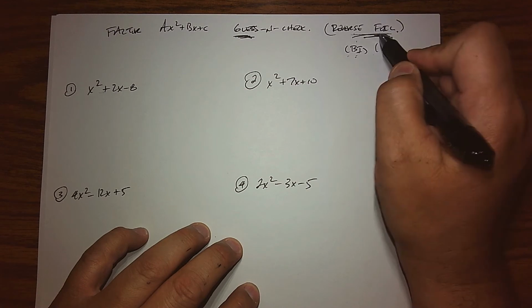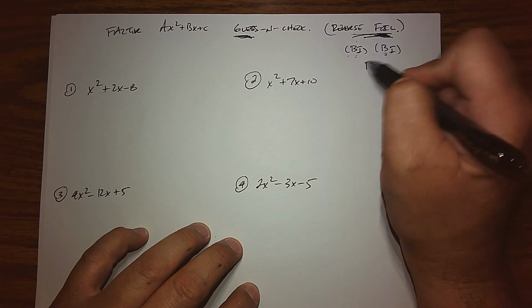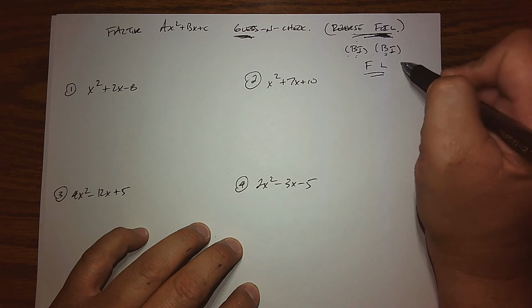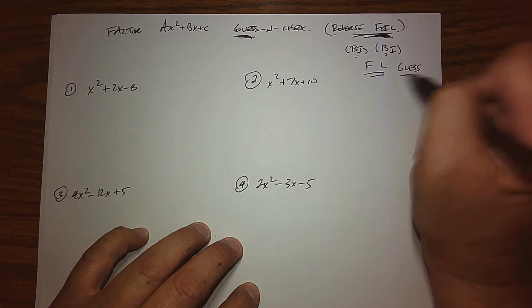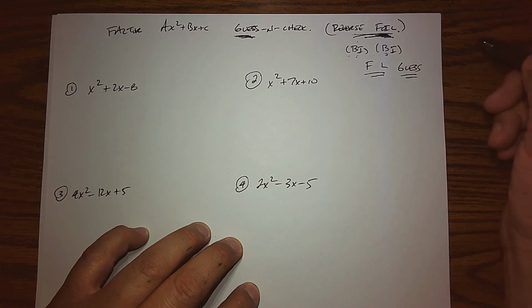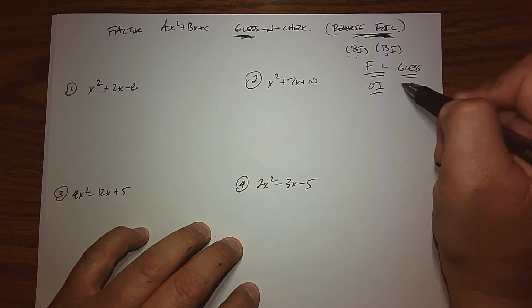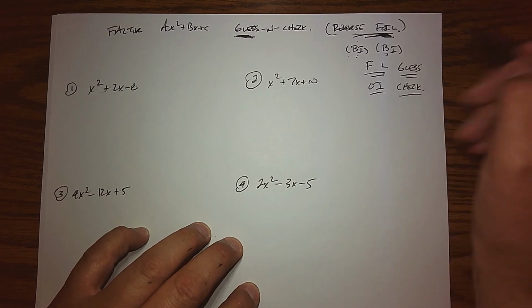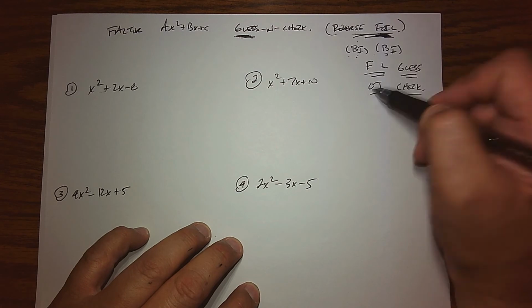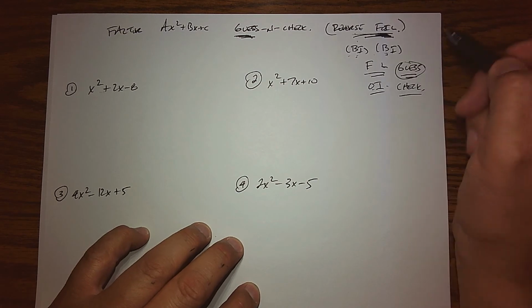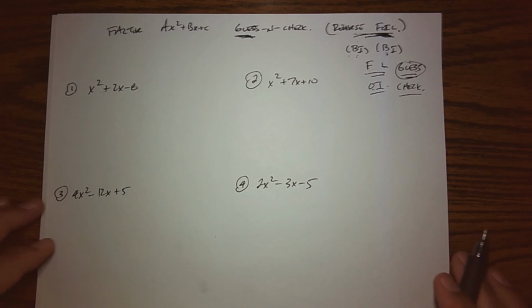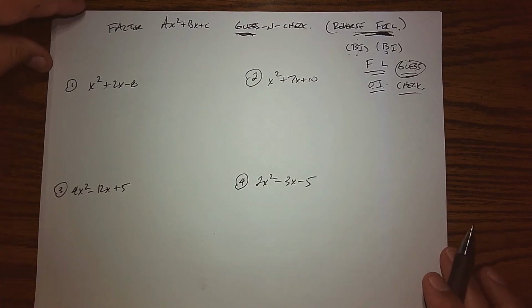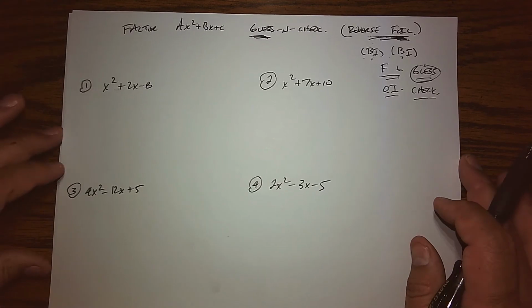Well, to reverse the process, I'm going to use the fact that the F and the L are going to give us enough information to create a guess. And then the O and the I are going to create the ability to check my guess. Okay, so F and L is a guess, O and I is a check. And since we are guessing, sometimes you might guess wrong, and mistakes are okay. That just means you try again.